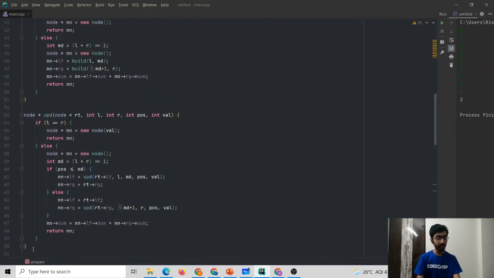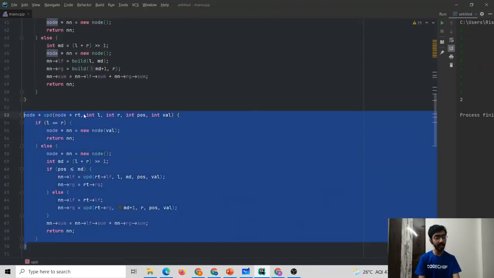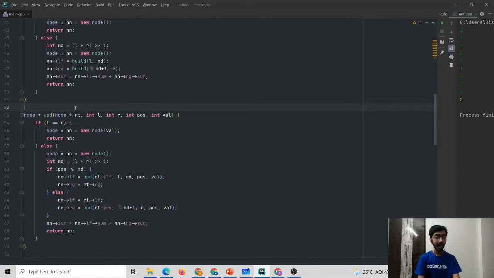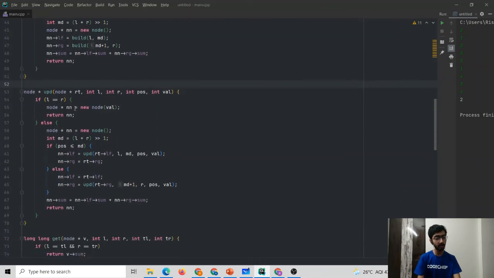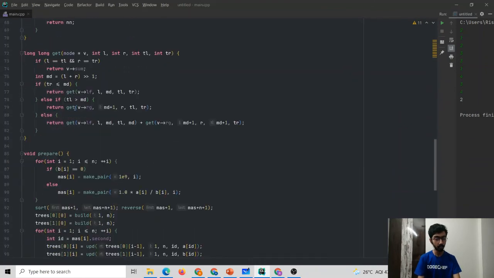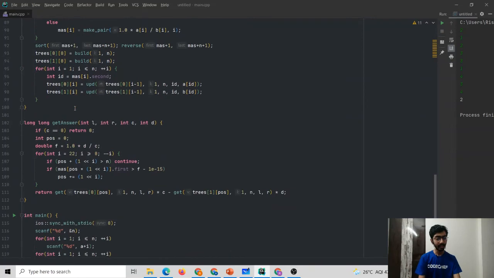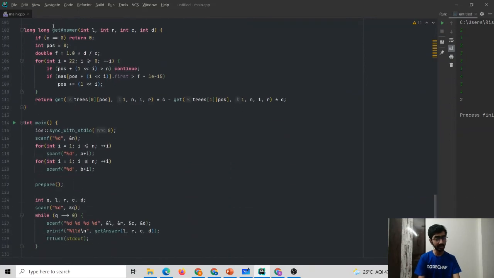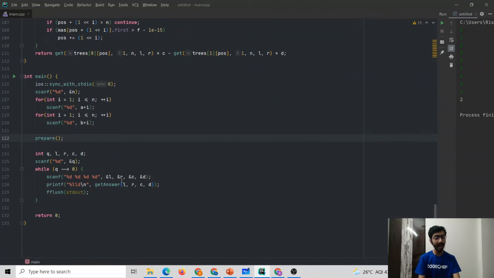As you can see, this function is a very generalized version of a persistent segment tree. Since it was a prerequisite for this problem, I am not going to explain how this function update is coded up. But one thing we have to realize is this function get answer. We take q as the number of queries, and for each query we take L, R, C and D, and then we try to find the answer of L, R, C, D.